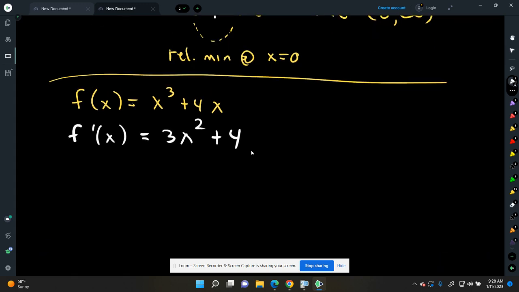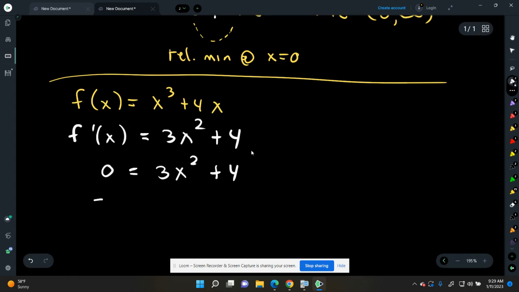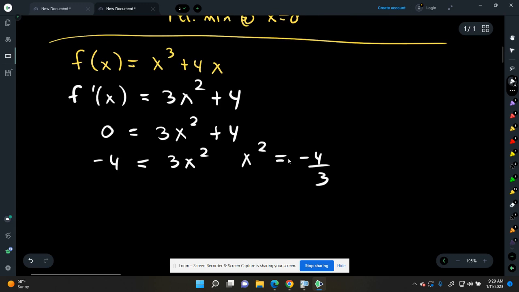Okay. So setting that equal to 0, I get, right, -4. So x squared equals -4/3. So I know right away that I do not have any real zeros here. So what does that mean? Well, this is an imaginary number, right? So how do I figure out the increasing and decreasing intervals?